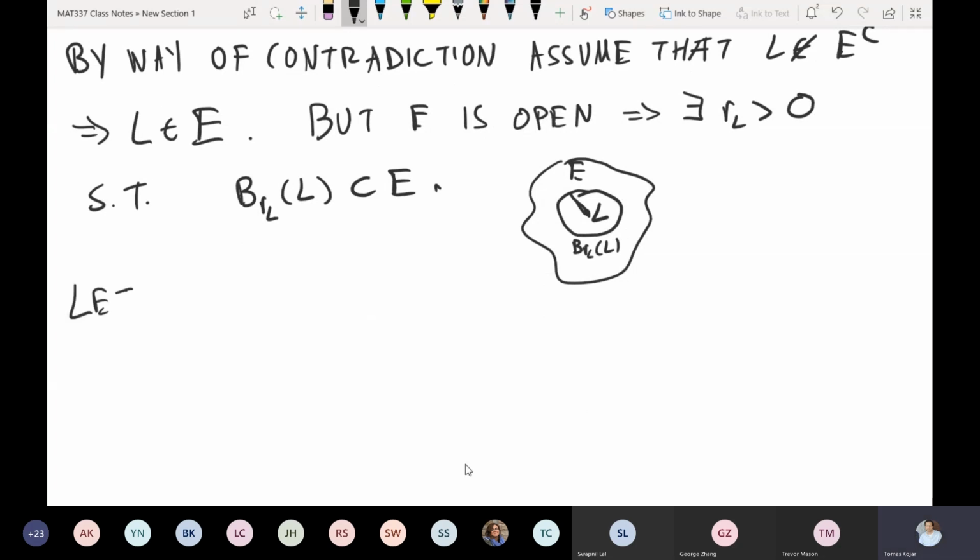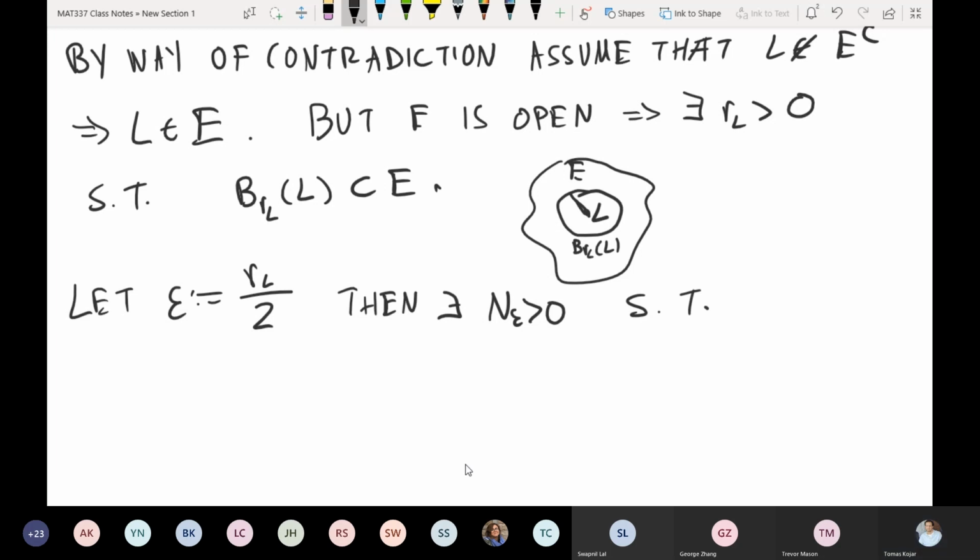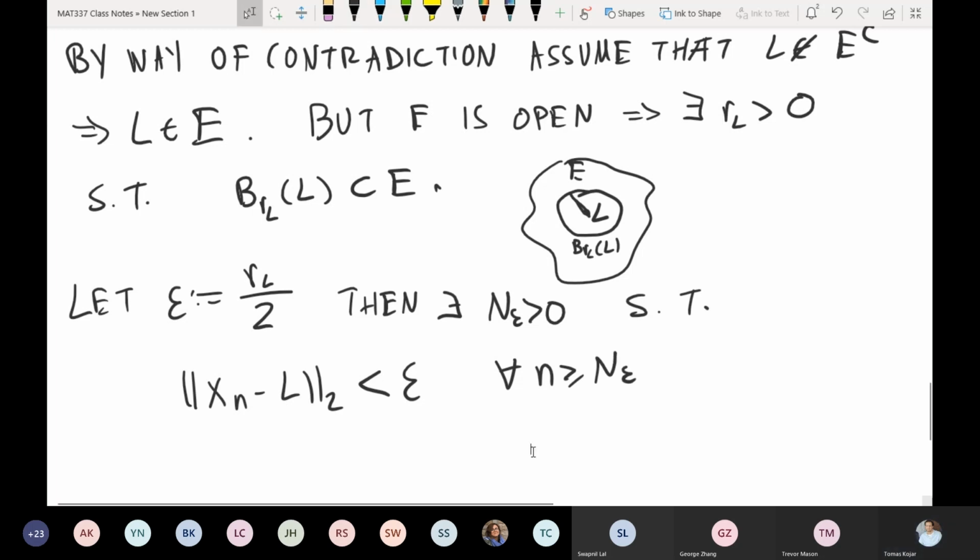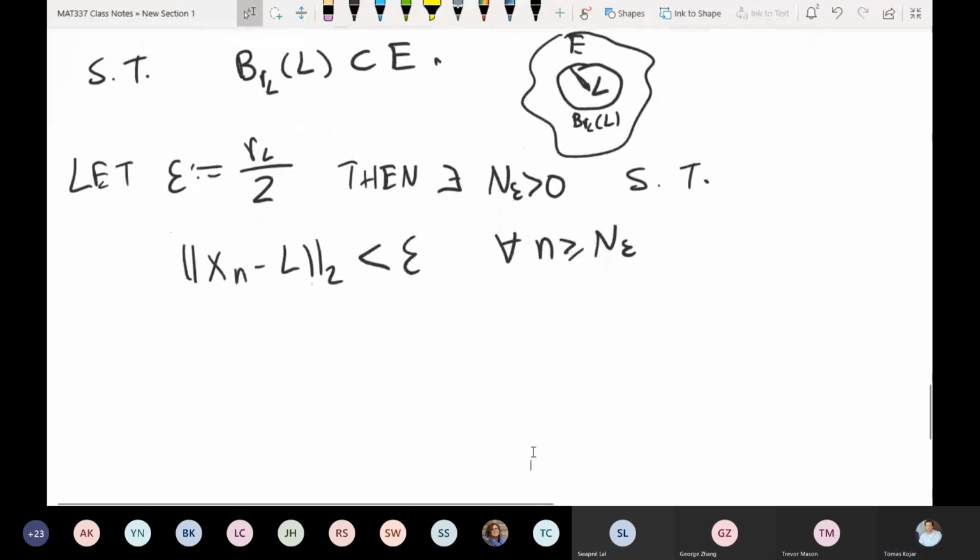Now let epsilon be RL over 2. Then there exists n epsilon positive, so that xn minus L is less than epsilon for all n bigger than n epsilon. And this gives you a contradiction.